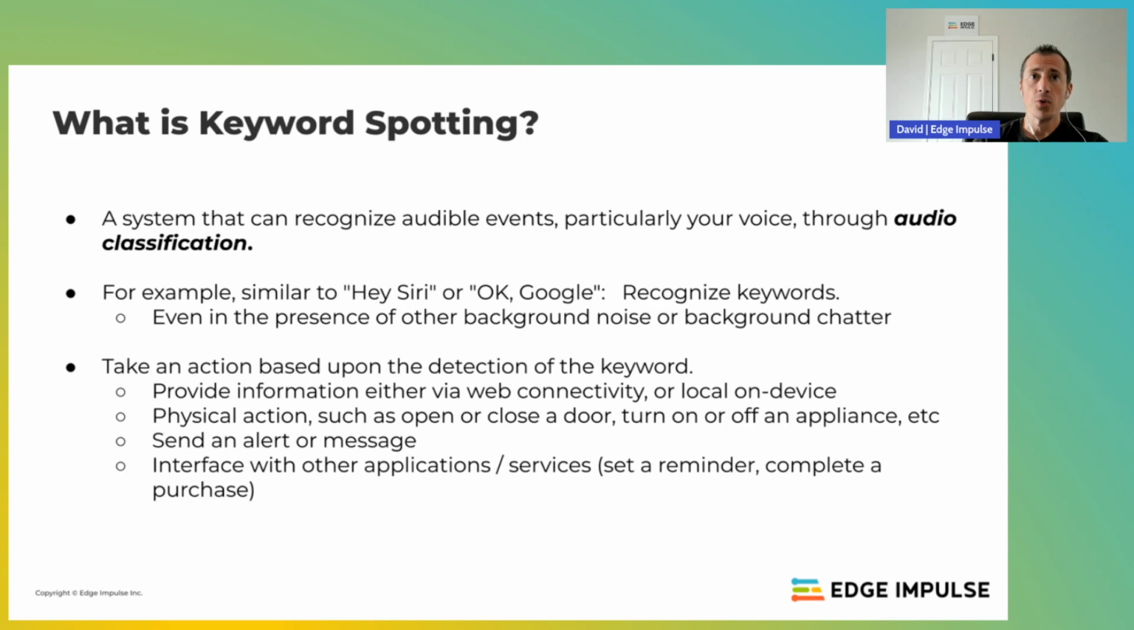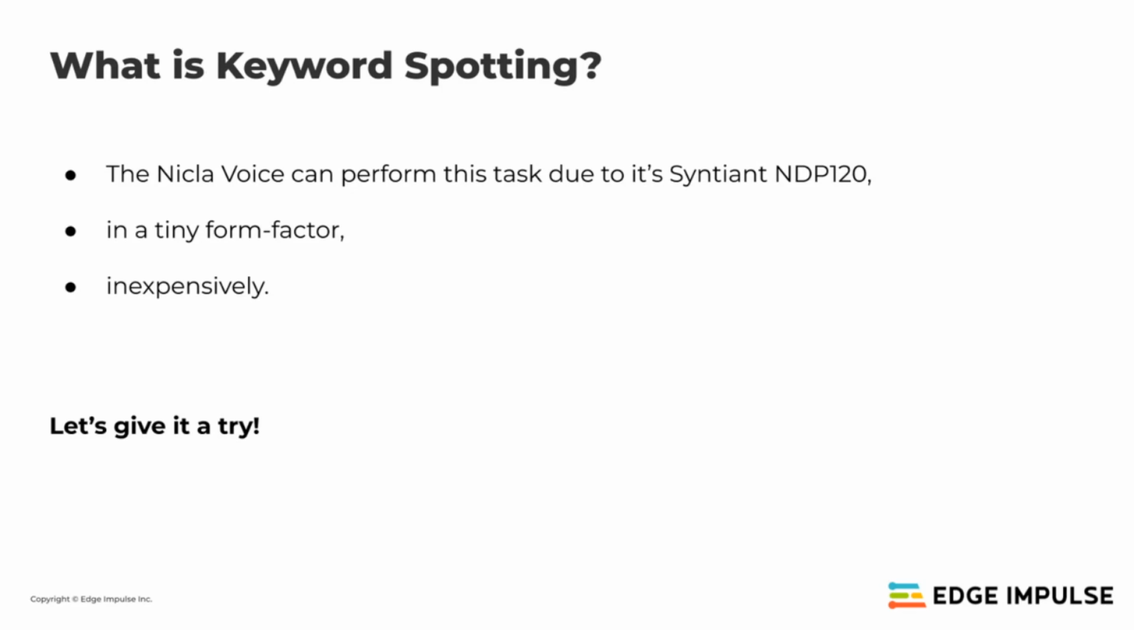In the context of OK Google or Hey Siri, what typically occurs is your request, your query is sent up to the cloud for analysis, maybe research, could be information that you have requested. And those results are then sent back down to you. And that all happens very quickly. But it can also trigger physical actions, such as opening or closing a door, turning on or off an appliance, or sending an alert, a message, an email, a communication of some sort. Or you could even interface with other applications and services, like setting a reminder, adding a calendar invite, or even completing a purchase. And the Nicla Voice can perform keyword spotting, again, due to its onboard Sentient NDP120 in a tiny form factor, inexpensively. So let's give it a try.